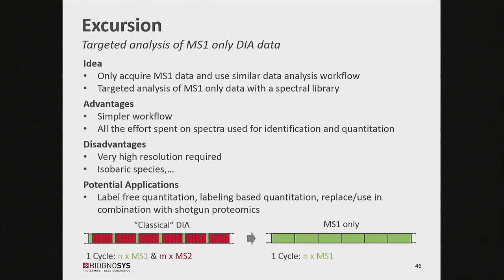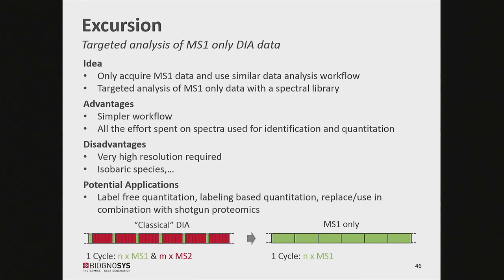Then a little excursion for the end. I'm not sure how much time I have left. I think I have some time left. So you can also extend the approach of the targeted analysis to different kinds of data, for instance, to MS1-only data, and this is what we wanted to try here. The idea was that you would only acquire MS1 data, and given a sufficiently high resolution, maybe you could also analyze this data in that way. We used the normal approach: take the Spectral Library and target your Spectral Library in the MS1 data.